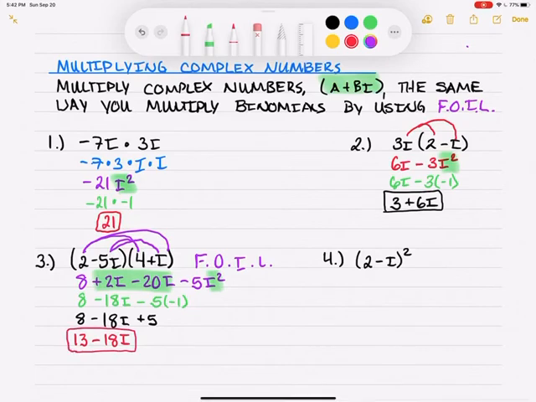And then in my last example, I have 2 minus i squared. Remember, when we're squaring something, it means that we're multiplying it by itself. So I have 2 minus i times itself is what's really happening. Again, I'm going to use FOIL to help me multiply.